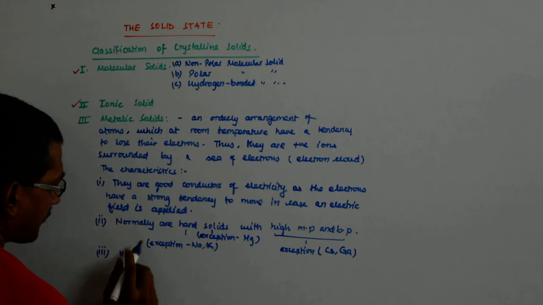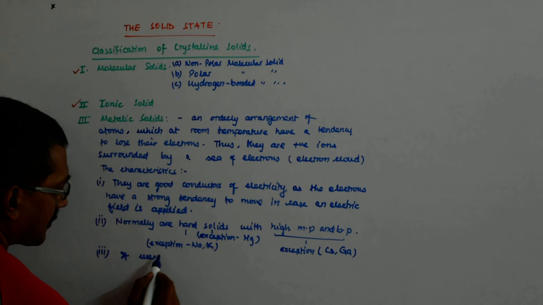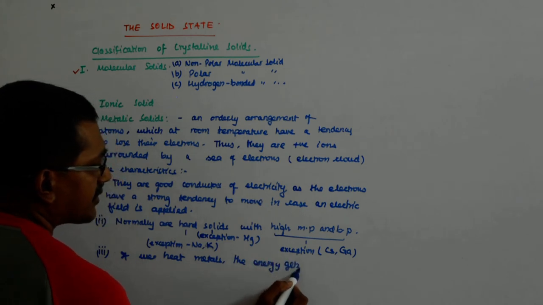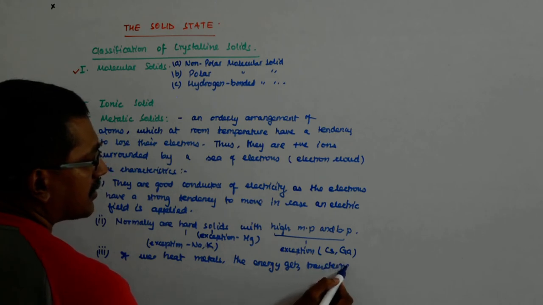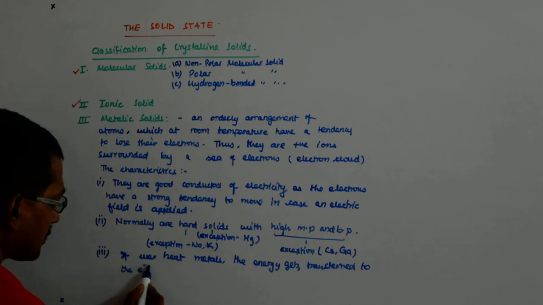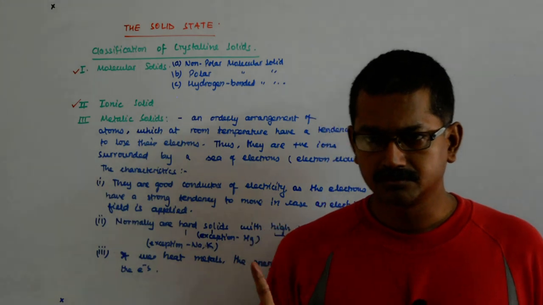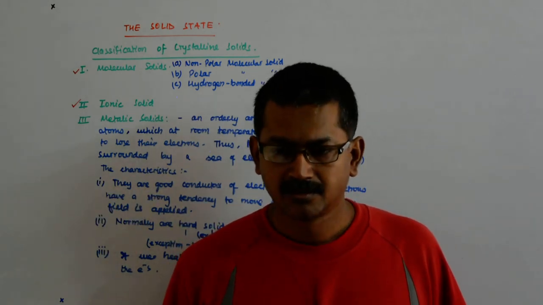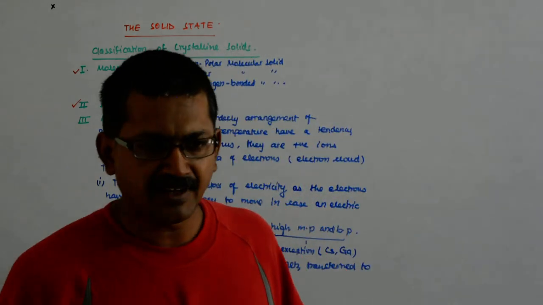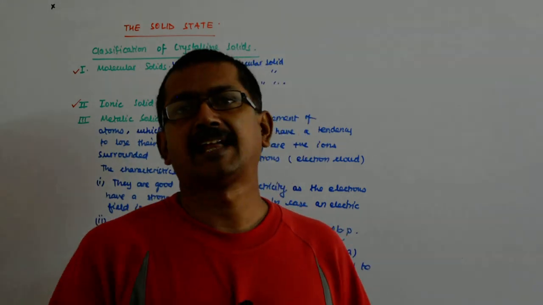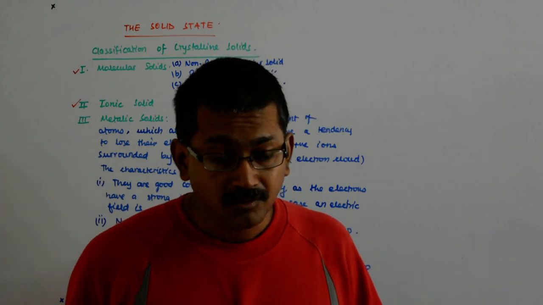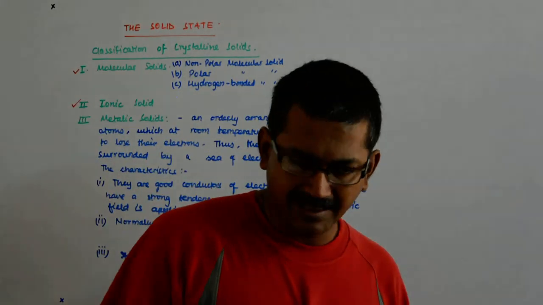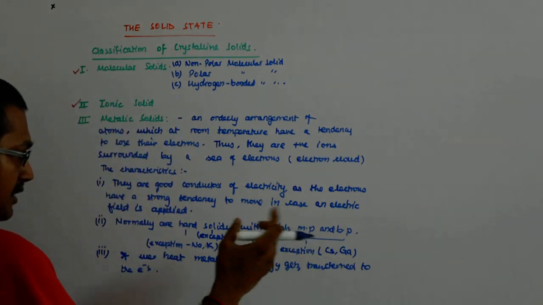Now if we heat metals, the energy gets transferred to the electrons, right? Now what happens due to that? The electrons start moving faster. Physics, full physics, okay? We have studied in electricity that the electrons start moving faster, they start colliding faster. So your relaxation time becomes less. So your resistivity becomes more and your conductivity becomes less. So your resistance goes up. That's the reason.